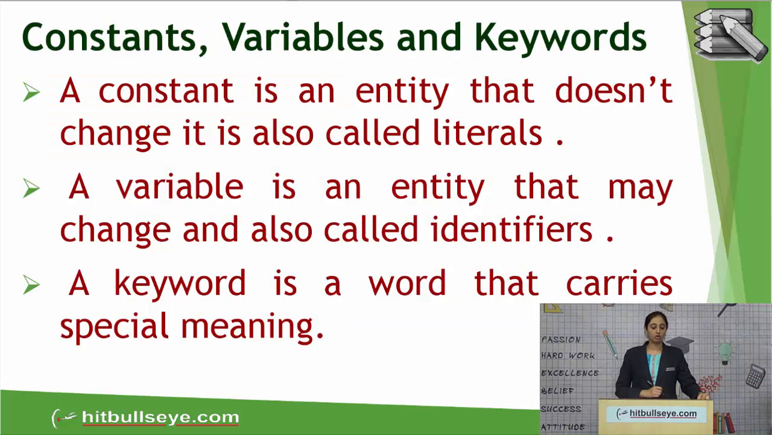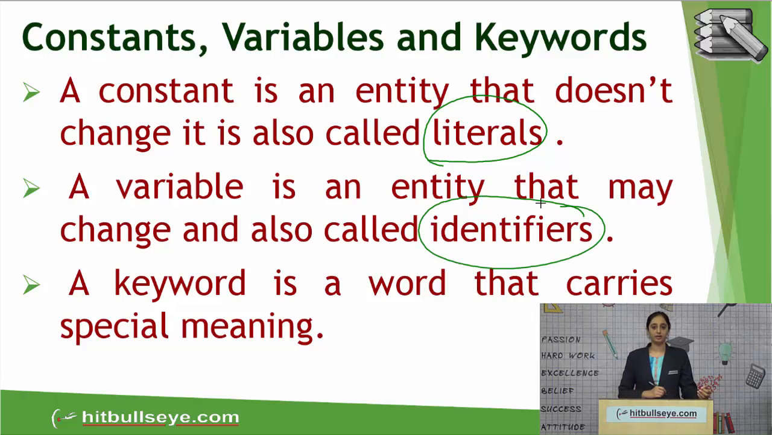So, a discussion on constants, variables and keywords. A constant is an entity that doesn't change and is also called a literal, and a variable is an entity that may change in the program and is also called an identifier. A keyword is a word that carries a special meaning. Let's have a discussion on it.